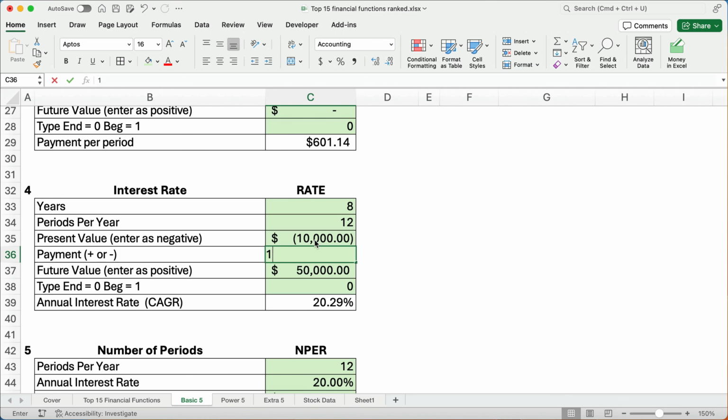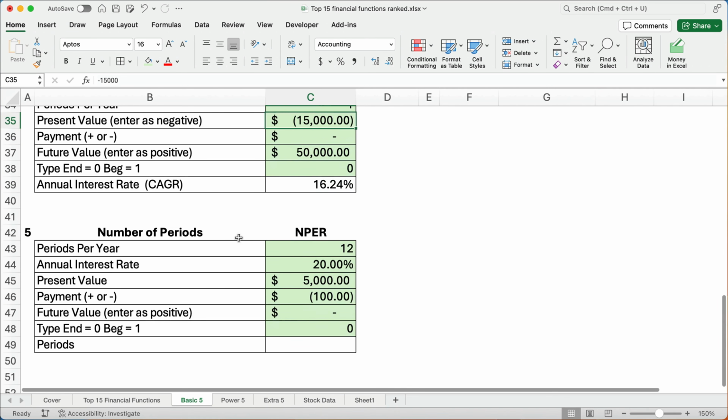But if you put in this as a positive 10,000, people say, well, then it doesn't work. It's not working. Excel's not working. Well, you need to be smarter than Excel. You need to make the present value negative, what you paid and what you received. So if you paid, let's say 15,000, and you received 50,000, then it can calculate this as a 15% annual rate. You can make it annual, not monthly, and it'd be a 16.24% rate of return.